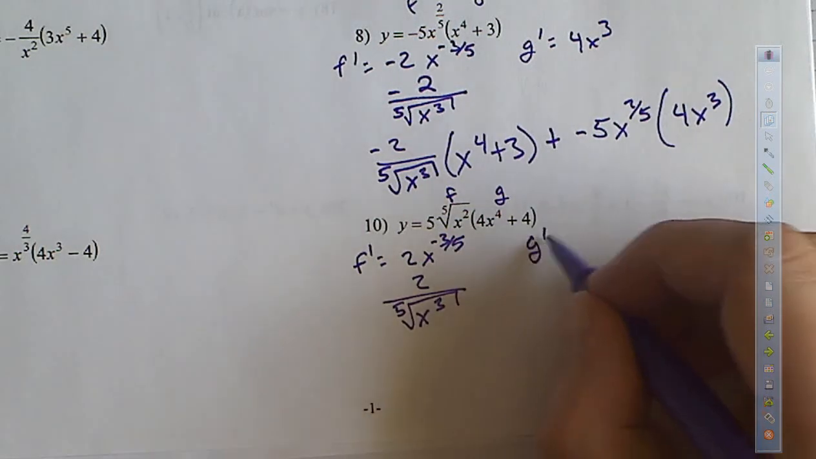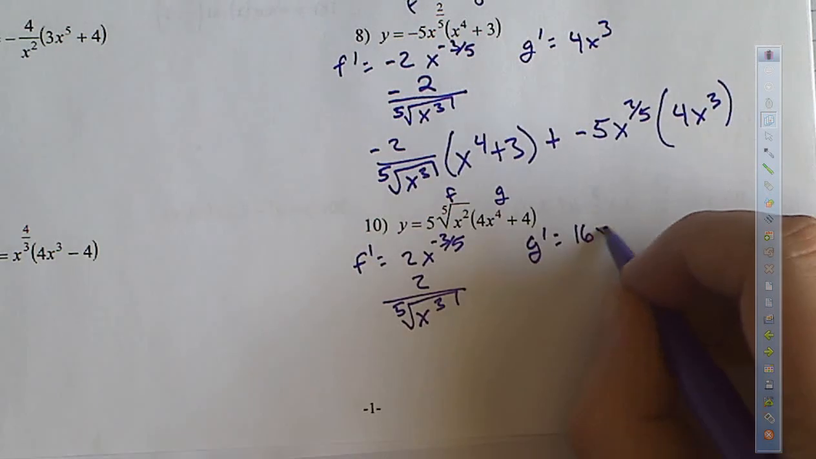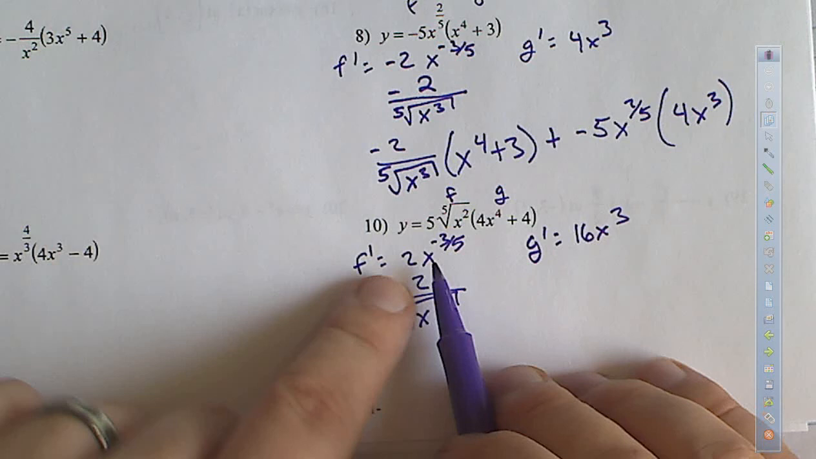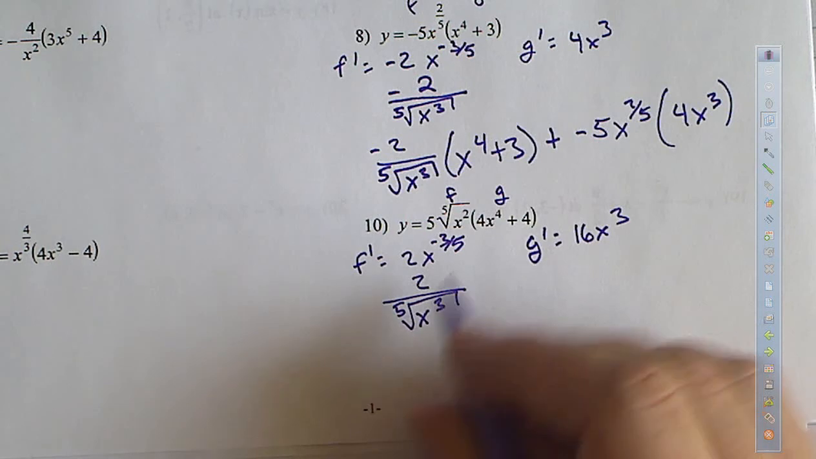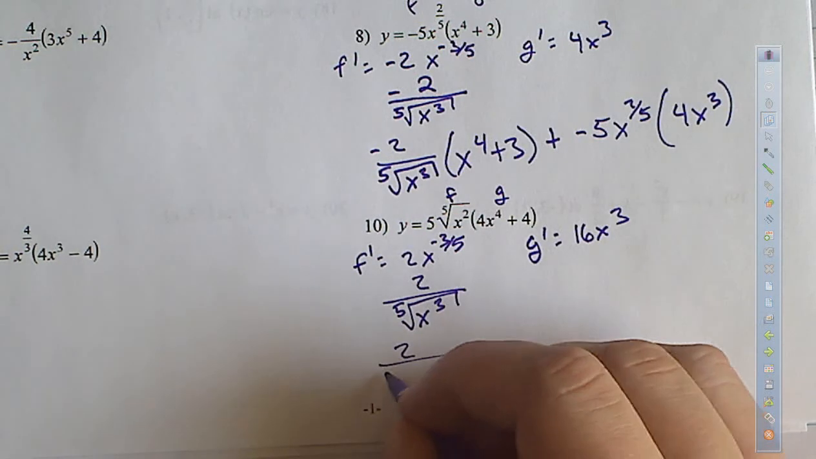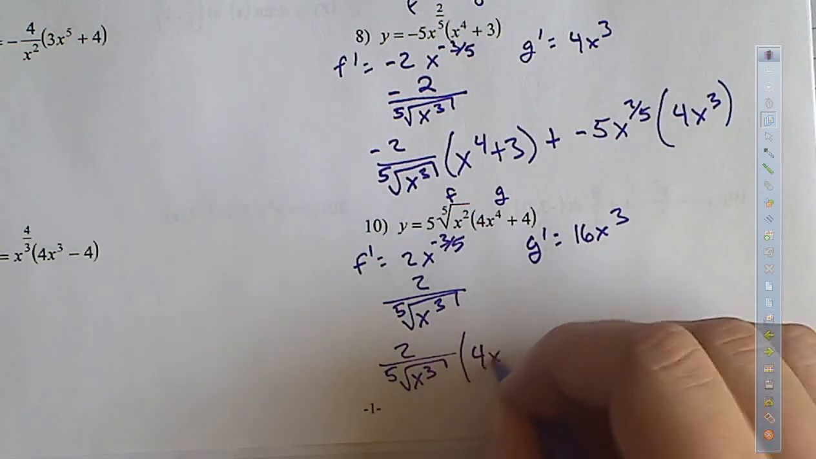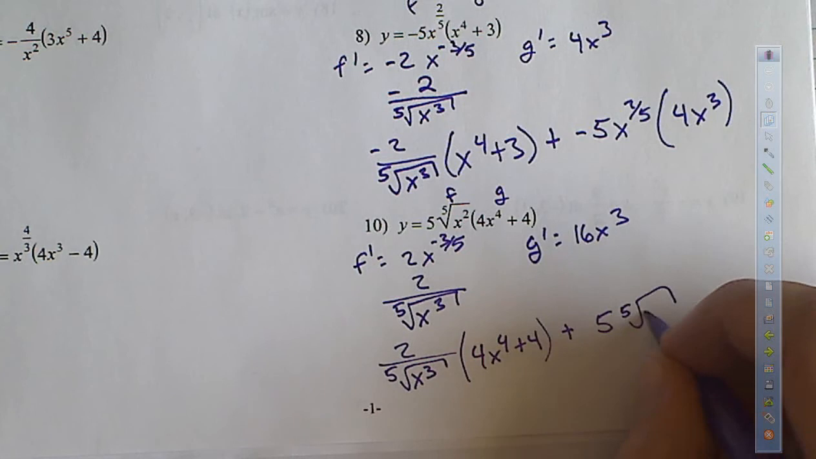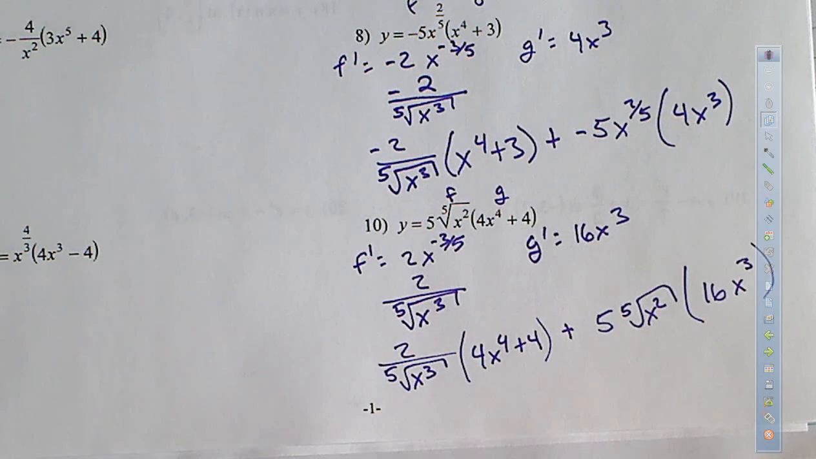Now, from here, we're going to do F prime times G plus F G prime. So F prime times G is going to be 2 over the 5th root of x to the 3rd times 4x to the 4th plus 4, plus 5 times the 5th root of x squared times 16x to the 3rd. So if you get it this far, full points. If you take it further, bonus points. Okay? But you only have to get it this far to get full points.